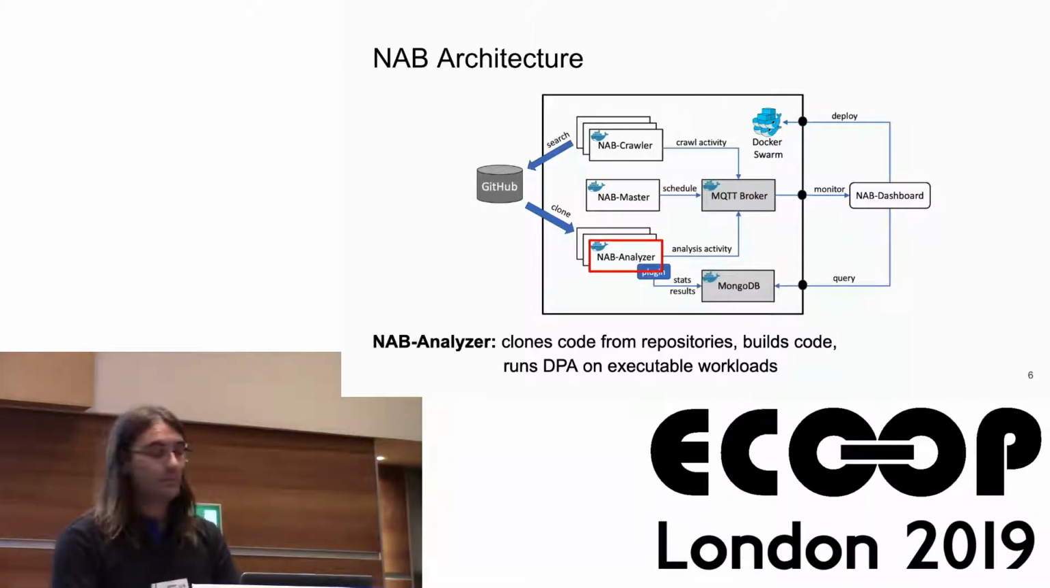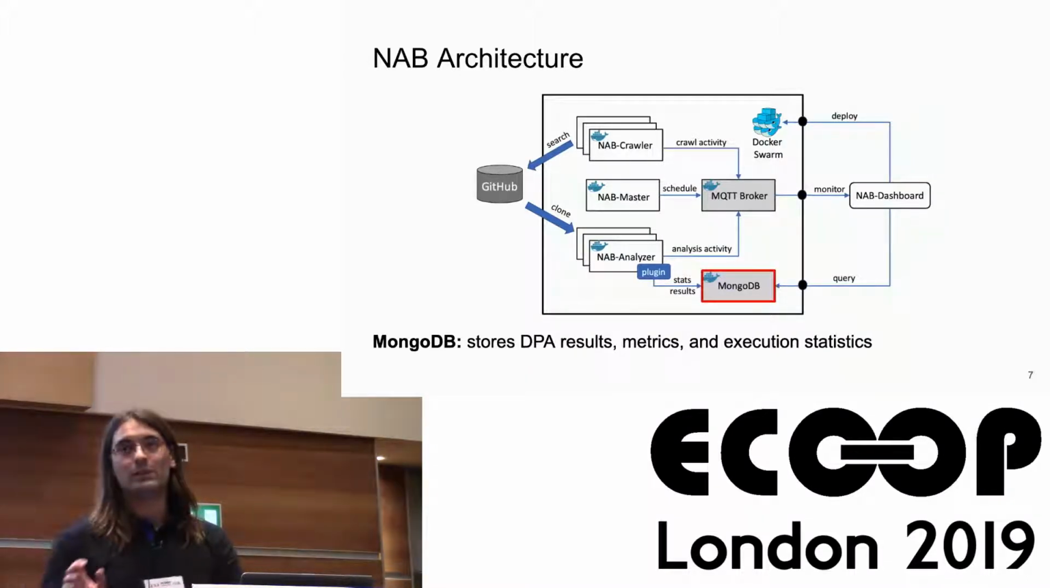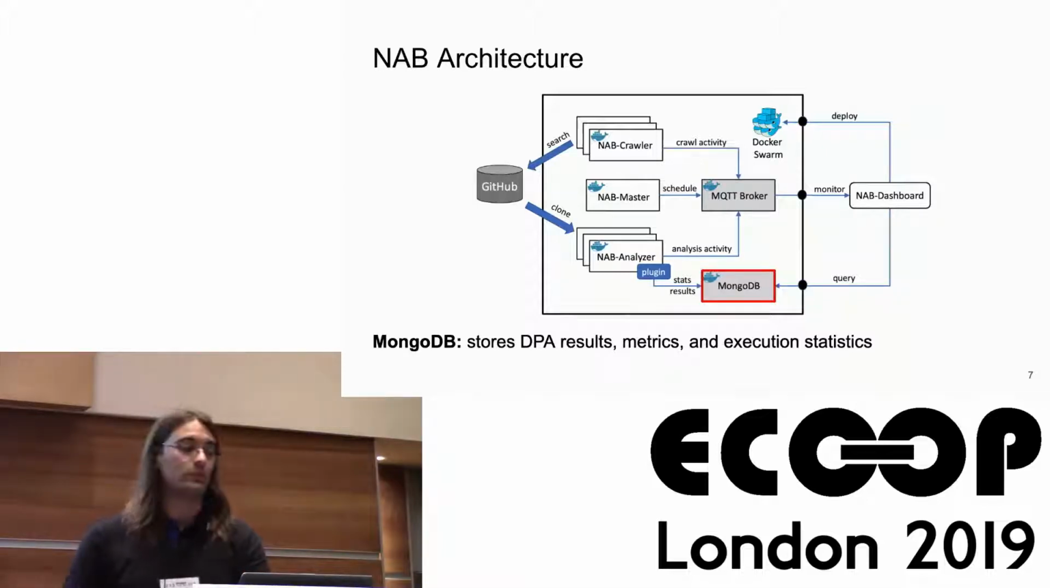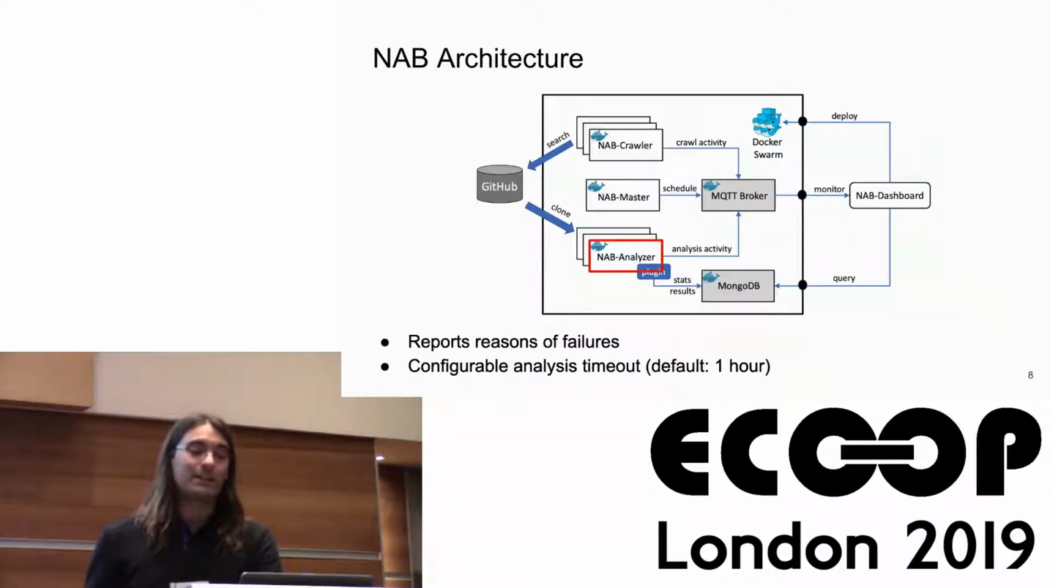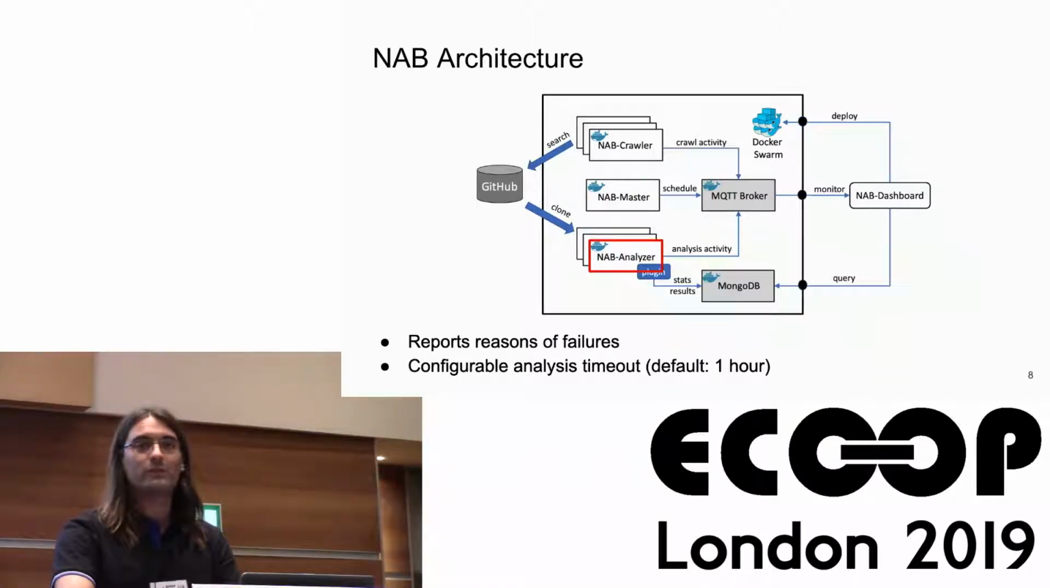And assuming that the DPA can succeed, so assuming that the project can build, test successfully, and the DPA also can terminate, it saves results on a MongoDB database. Not only results, but also metrics and execution statistics that are related to the DPA. In case of failures, the analyzer reports the reasons of such failures. For example, the code, despite being managed by, for example, Maven, cannot build, or tests fail, or there are missing dependencies, libraries, wrong configurations, and many other things that can go wrong.